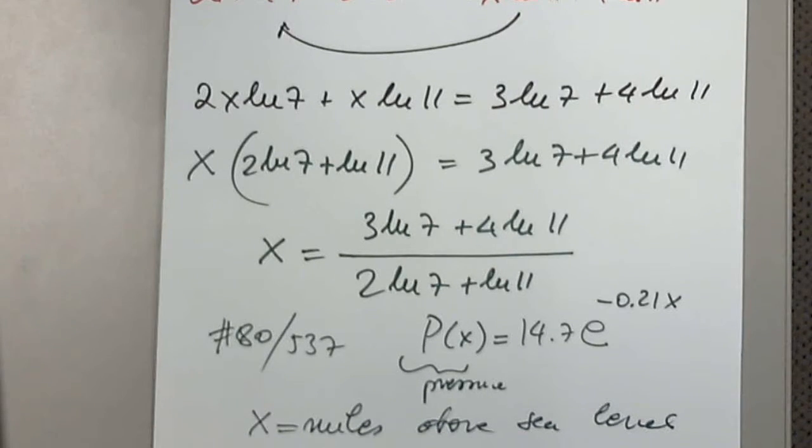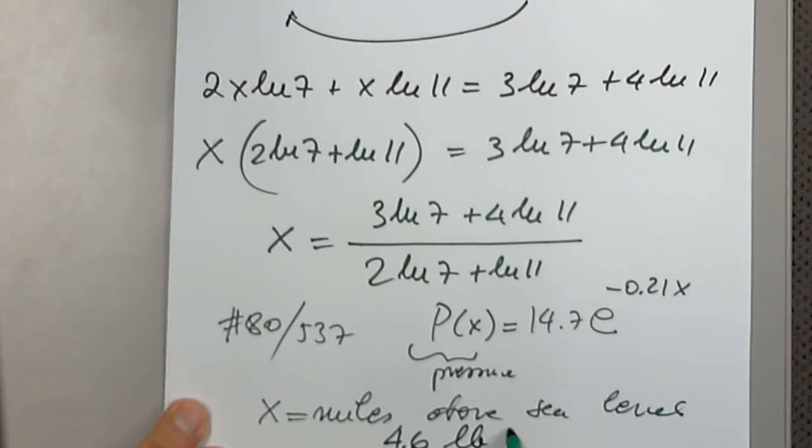The atmospheric pressure at the peak of Mount Everest, the world's highest mountain, is 4.6 pounds per square inch. Okay. How many miles above sea level to the nearest tenth of a mile is the peak of Mount Everest?